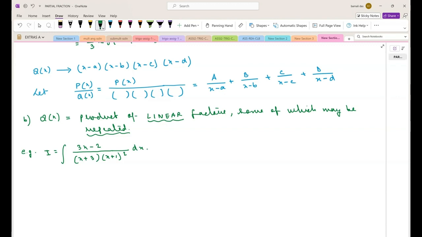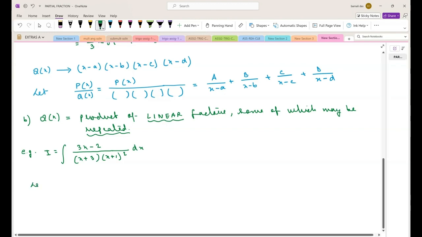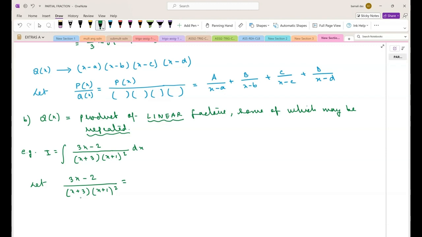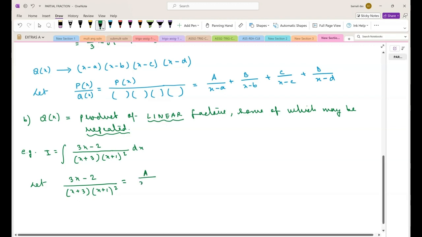Now in such a case, what will we do? Let the integral, that is 3x minus 2 by (x plus 3)(x plus 1) whole square, equal to. Now here you can see there are two distinct factors, x plus 3 and x plus 1, of which x plus 3 is not repeated, but x plus 1 has been repeated. So the factor for which there has been no repetition, that is x plus 3, will be treated exactly as in case A, that is, 1 constant for x plus 3.